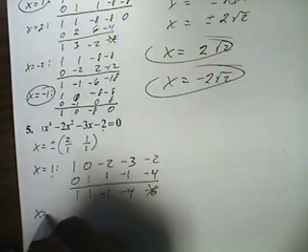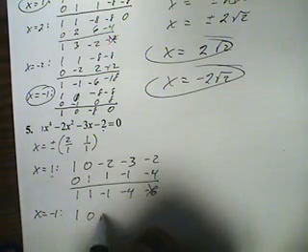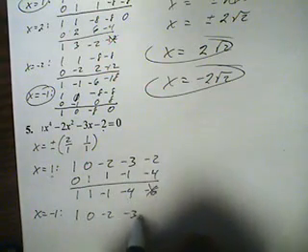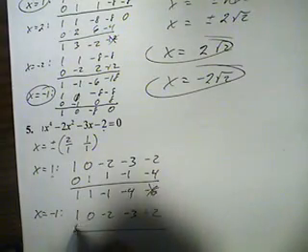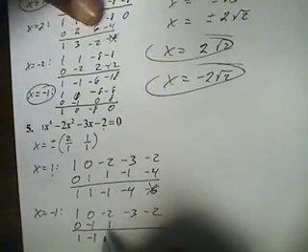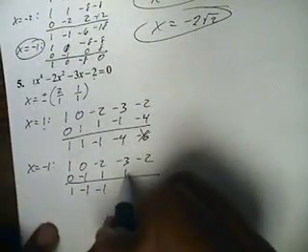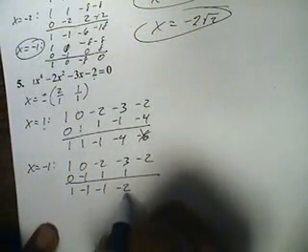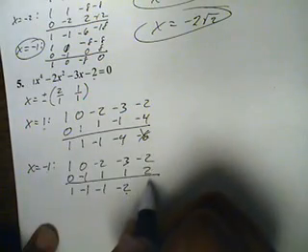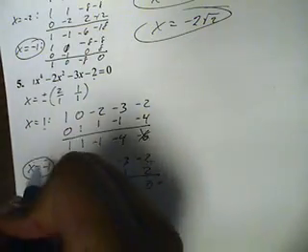All right, let's try x equals negative 1. So we get 0, negative 2, negative 3, and negative 2 once again. Okay, 1 and 0 is 1. 1 times negative 1 is negative 1. 0 and negative 1 is negative 1. Negative 1 times negative 1 is 1. Negative 2 and 1 make negative 1. Negative 1 times negative 1 is 1. We get a negative 2. Negative 2 times negative 1 is 2. And negative 2 and 2 is 0. Good. So this is a solution.